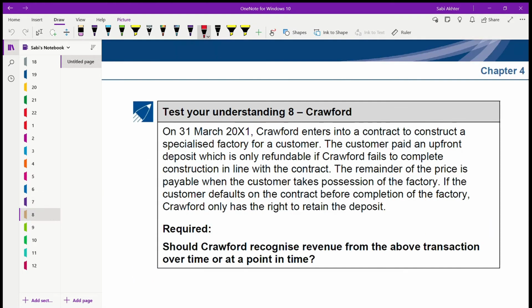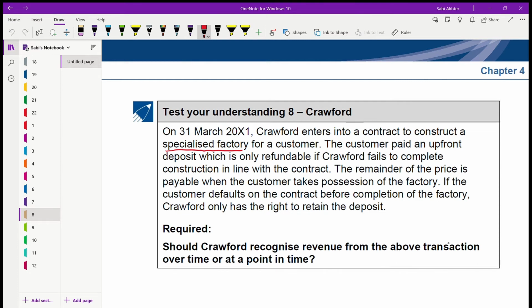Next, question 8. On 31st March 2001, Crawford enters into a contract to construct a specialized factory for a customer. So the nature is a specialized factory, and the customer paid an upfront deposit which is only refundable if Crawford fails to complete construction in line with the contract. Then only they have to give this back to the customer. The remainder of the price is payable when the customer takes possession of the factory. The remainder will be payable when the customer takes the ownership of the factory.